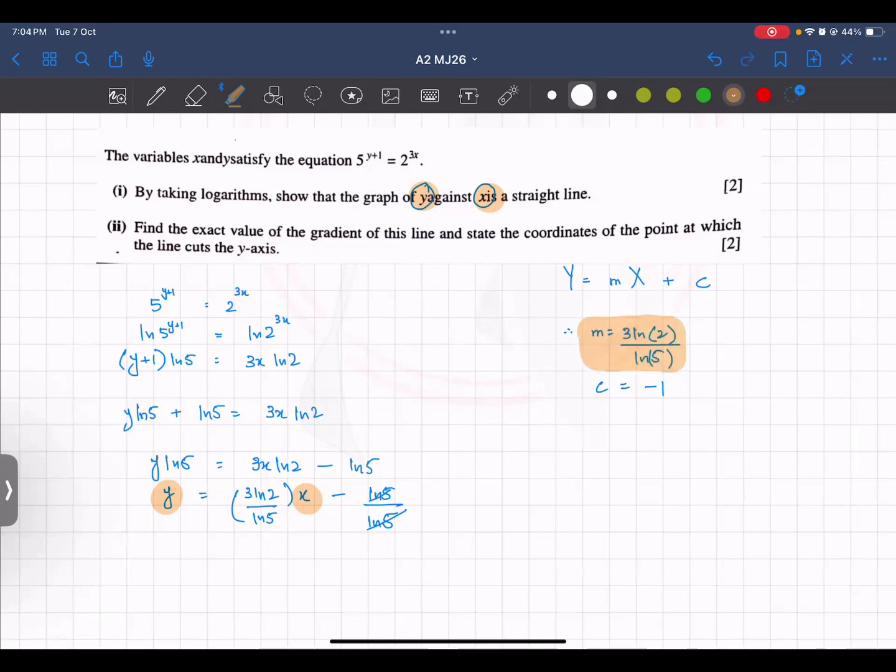And state the coordinates of the point at which the line cuts the y-axis. Here it is. It is cutting the y-axis at, already, everything we have found. 0 comma minus 1 is the point where it is crossing the y-axis, which is the y-intercept. And the gradient is this. So you have done the complete question.